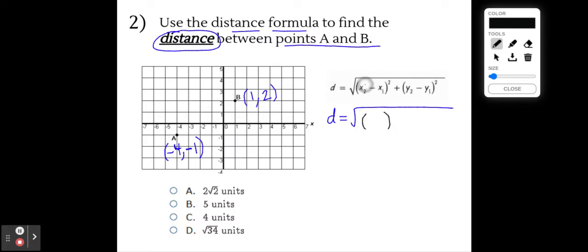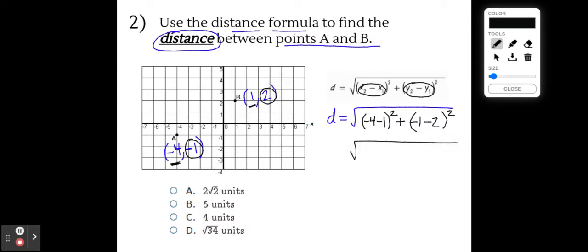So I want to subtract the x's. And you have to do that the same, like left to right or right to left, but it has to be consistent. So I'm going to go left to right. So I'm going to go -4, subtract 1. And then that's squared, plus. Now I'm going to subtract the y coordinates. So I'm going -1, subtract 2. And then that's squared. Okay, so let's bring down the square root, the radical.